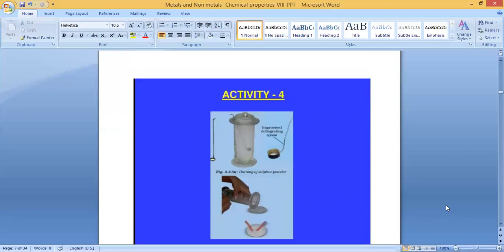So in this activity I told you, you have to take sulfur powder. You can take it in this spoon, or else if it is not available, you can make one from a metallic cap and wrap it with a metallic wire. Okay, so this is an improvised deflagrating spoon.